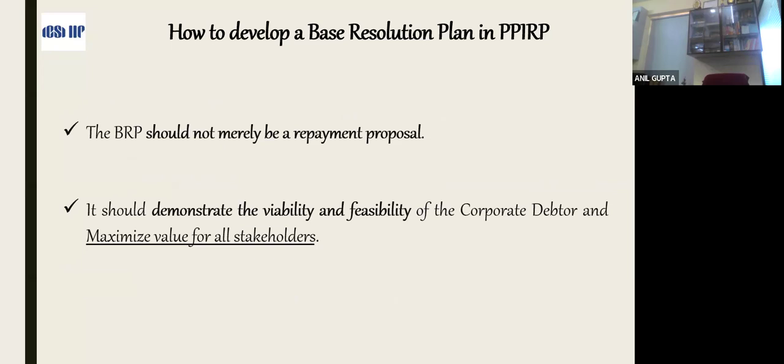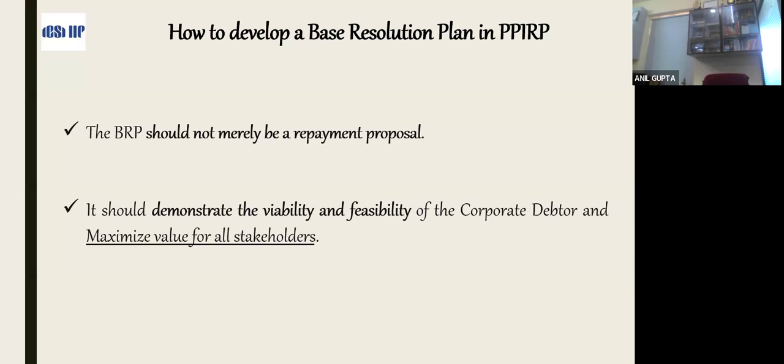People think, no sir, I will pay this amount, that amount. It is not only that. It should demonstrate the viability and feasibility of the corporate debtor and maximize the value for all the stakeholders. The corporate debtor must show how it is going to turn around the company in the coming days. It is restructuring plus how I am going to turn around: whether I am going to manufacture additional products, or increase the market penetration of my product, or whatever it is, in addition to restructuring.